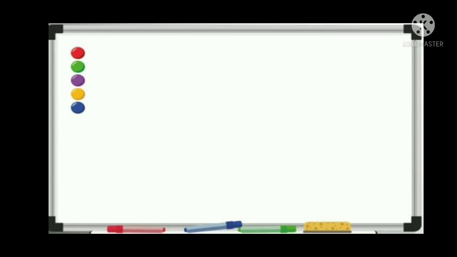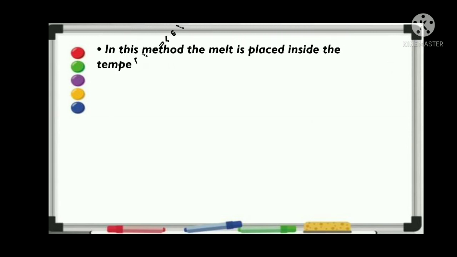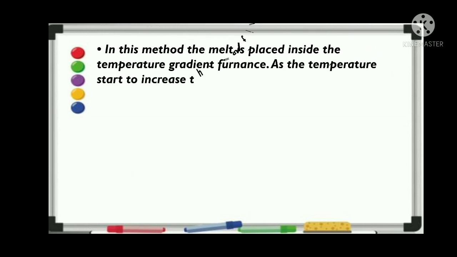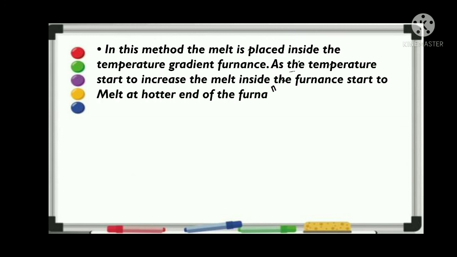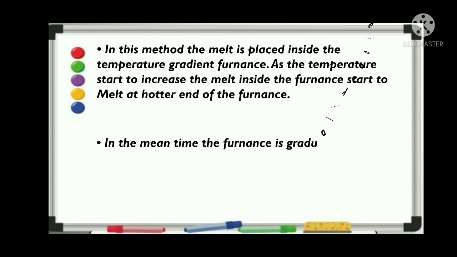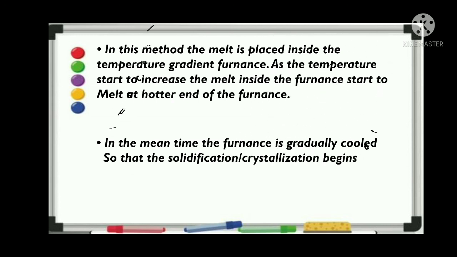So the single crystal can be grown by passing the melt through a temperature gradient such that the crystallization occurs at the cooler end of the furnace. So we know what the temperature gradient is. Temperature gradient is the physical quantity in which we can apply the temperature in different directions and with different rates. So in this method the melt is placed inside the temperature gradient. As the temperature starts to increase, the melt starts to melt at the hotter end of the furnace. Now the furnace is gradually cooled so that the solidification and crystallization begin at the cooler end of the furnace.